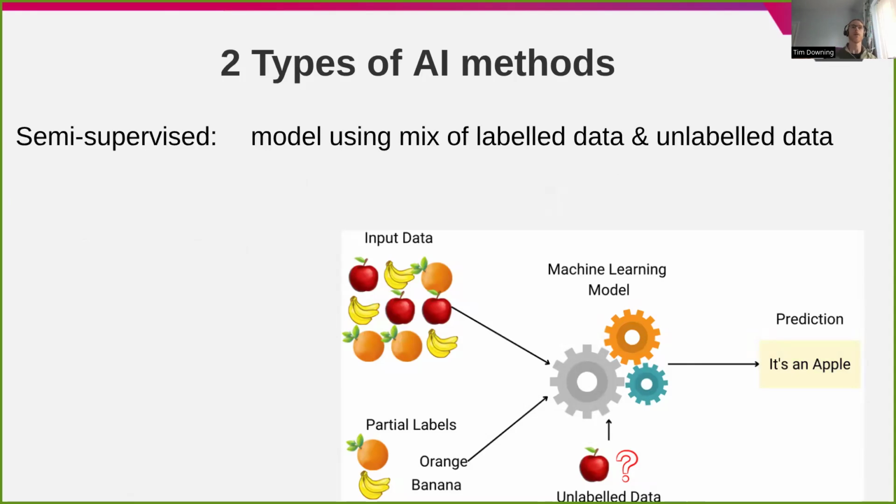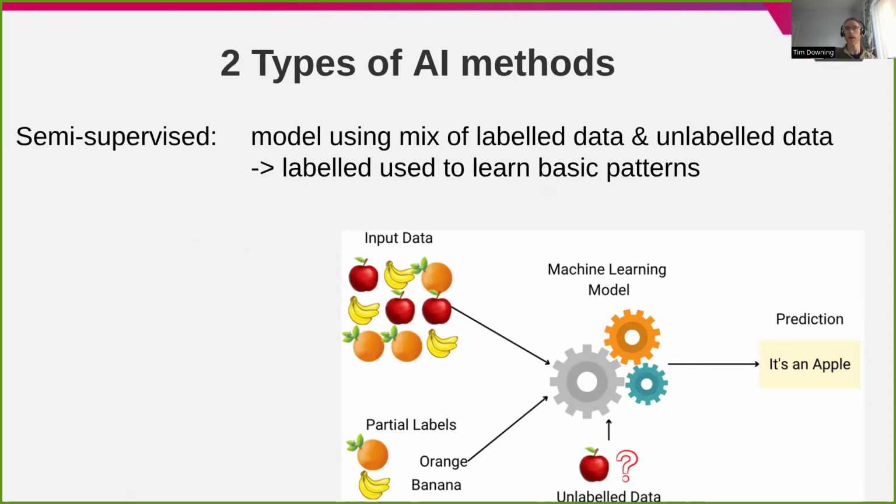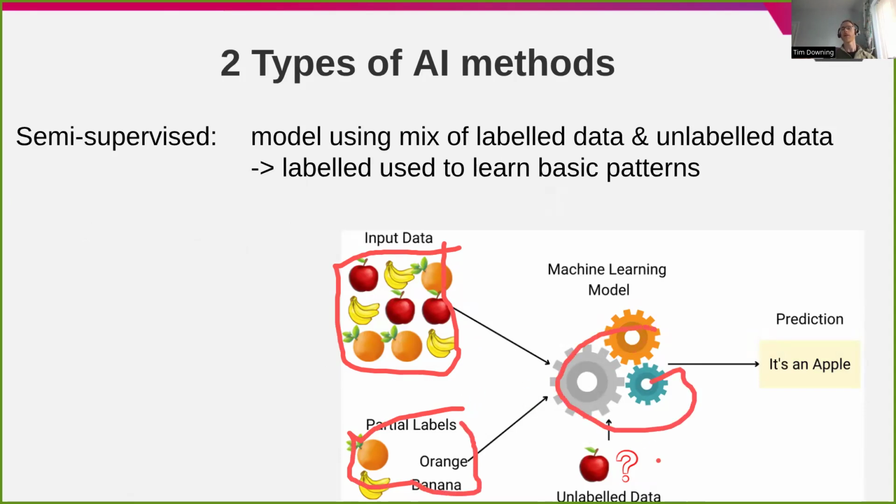Another option is semi-supervised learning, where the data has some labeled data and some unlabeled data. The labeled data is used to learn basic patterns, such as in this example, where we have a bunch of fruit, which is our unlabeled data, and we have labels for banana and oranges. So we develop a model that can assist us in identifying unlabeled data that is neither an apple nor an orange, but is something else, so that we can navigate data sets that have some prior information, but not necessarily a whole lot.